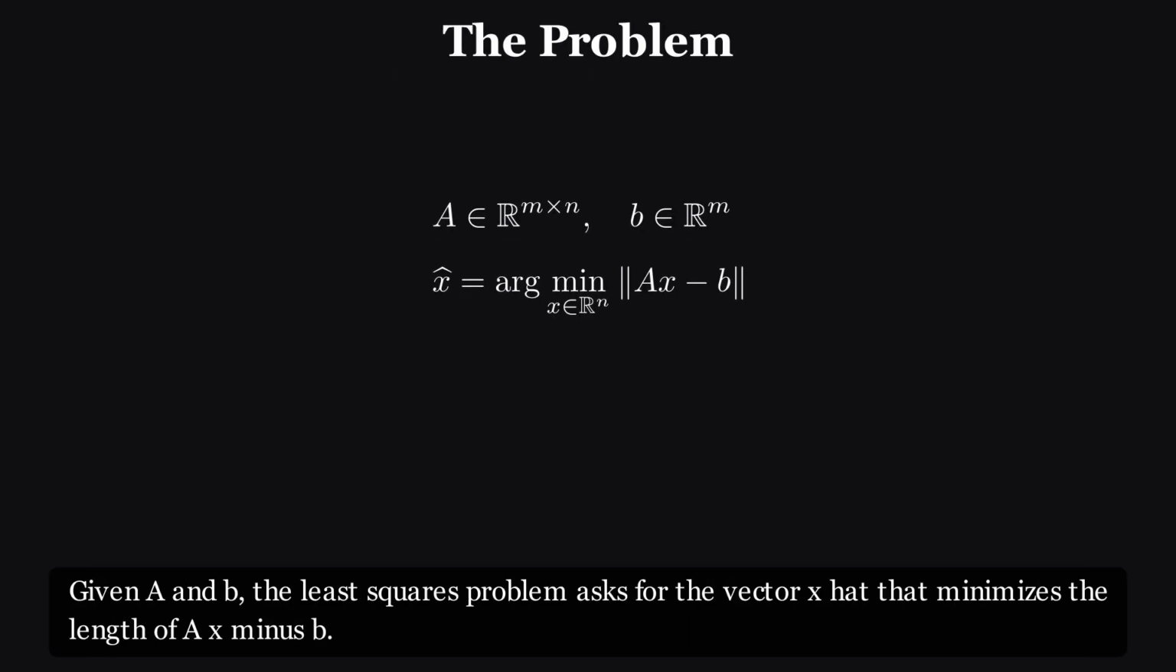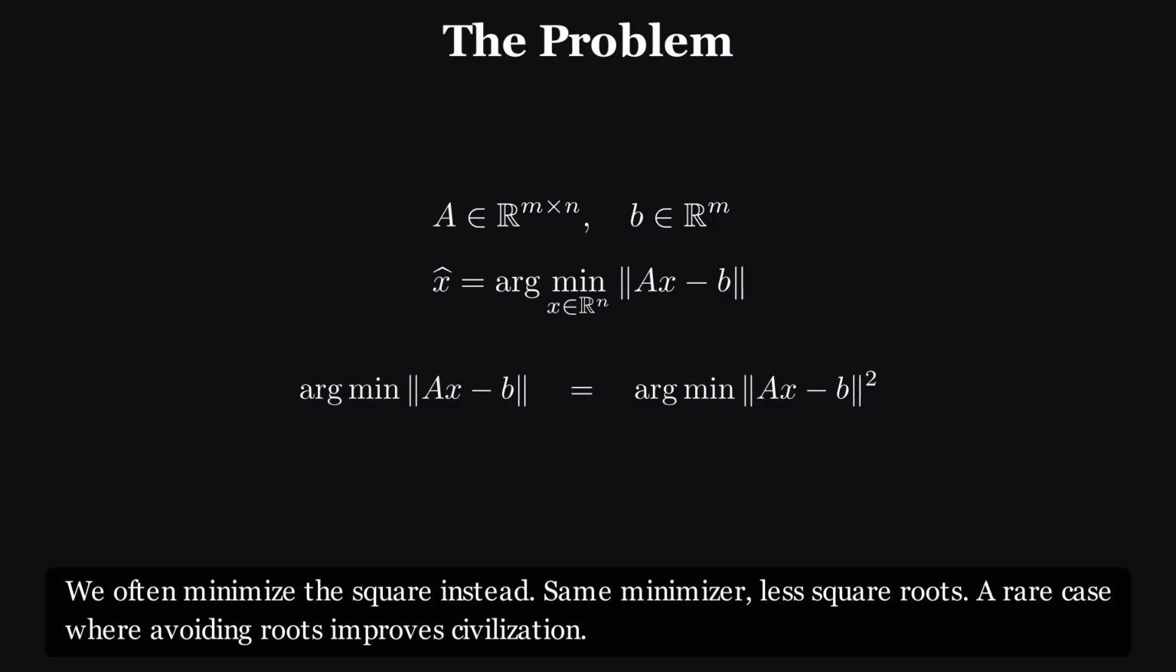Given matrix A and B, the least squares problem asks for the vector x hat that minimizes the length of matrix A times x minus b. We often minimize the square instead. Same minimizer, less square roots. A rare case where avoiding roots improves civilization.